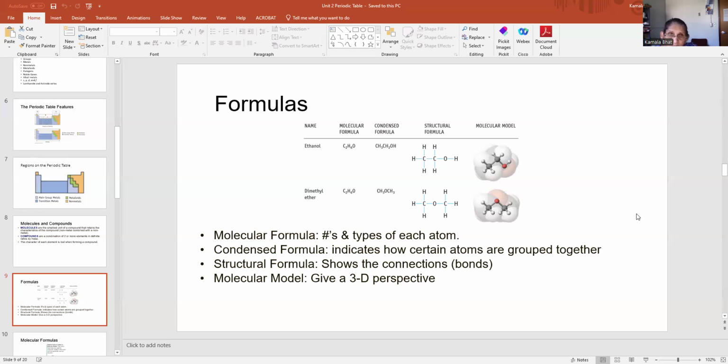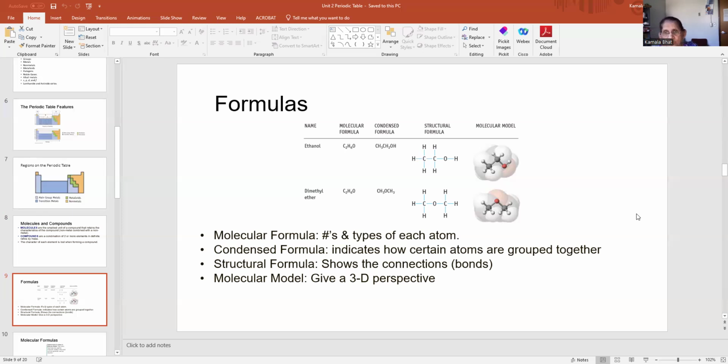Therefore, when we look at the molecular formula, it is not possible for us to tell how the atoms are arranged. But under the condensed formula, we can get a clear depiction of how the groupings are assigned. So for ethanol, we write it as CH3CH2OH. And for dimethyl ether, we write it as CH3OCH3. And even this, to some extent, does not tell very explicitly how the atoms are arranged with respect to each individual atom in the molecule of the compound.